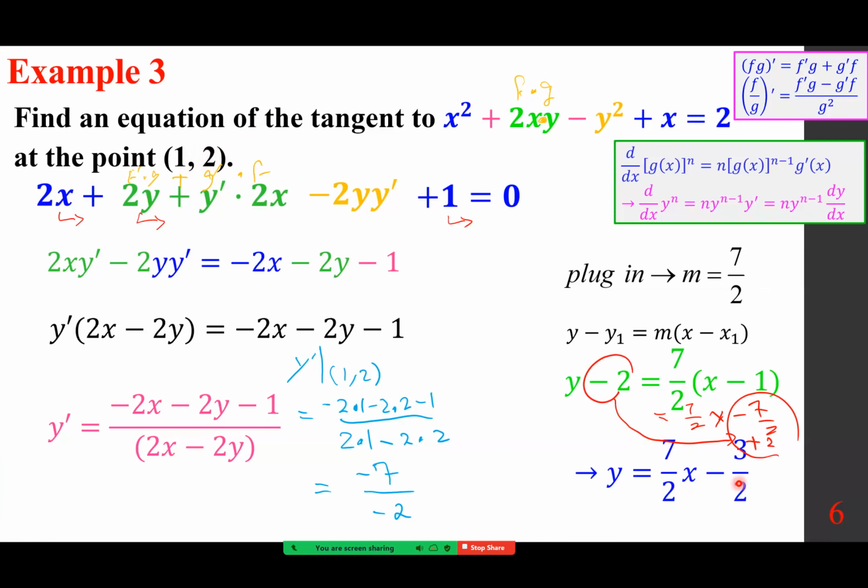So if you plug in 1, it must give you 2, and it does, which indicates this process was done right. It doesn't tell us anything about y prime, whether we did it right or wrong. Okay, so it's important to know it doesn't give us information regarding that.